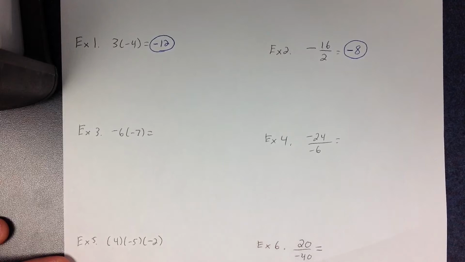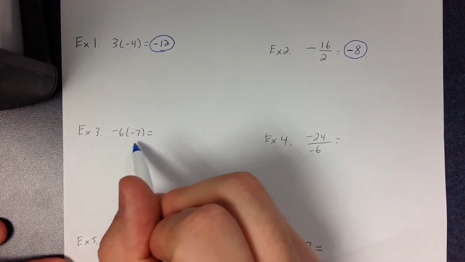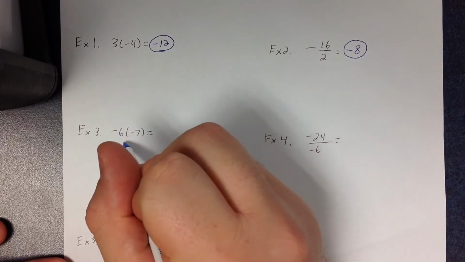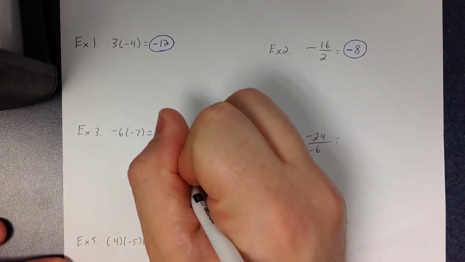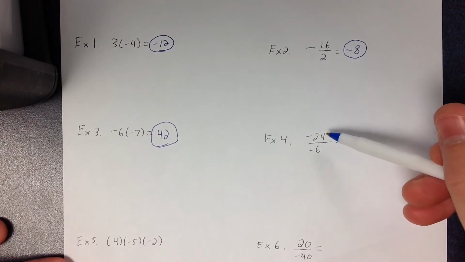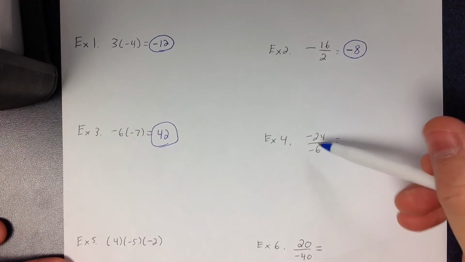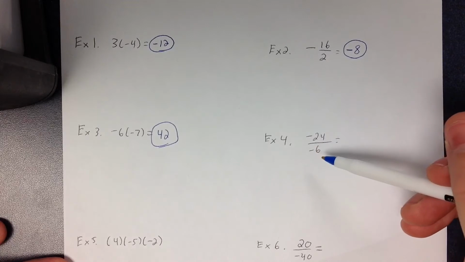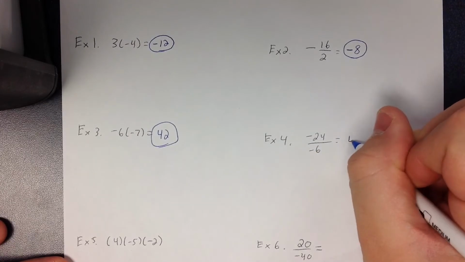Example 3, negative 6 times negative 7. Signs are the same, so the answer is positive. And 6 times 7 is 42. Example 4, negative 24 divided by negative 6. Well, signs are the same, so it's going to be positive. 24 divided by 6 is 4.